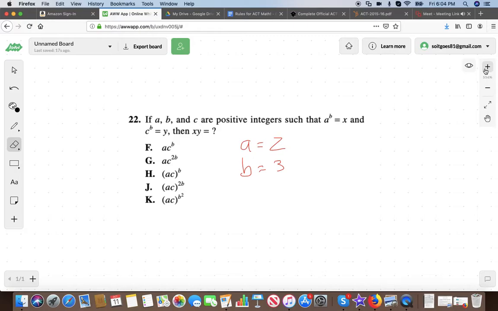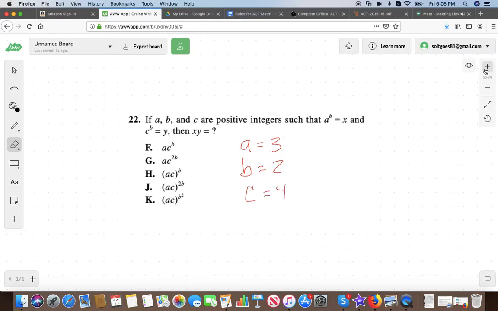No, I did lie. Let's do it the other way. Let's do it this way. I did lie. We're going to make a equal 3, just so we're dealing with smaller values. B is going to equal 2. Okay? Does that make sense? Okay. So a is 3, b is 2, and then c, let's make that 4.